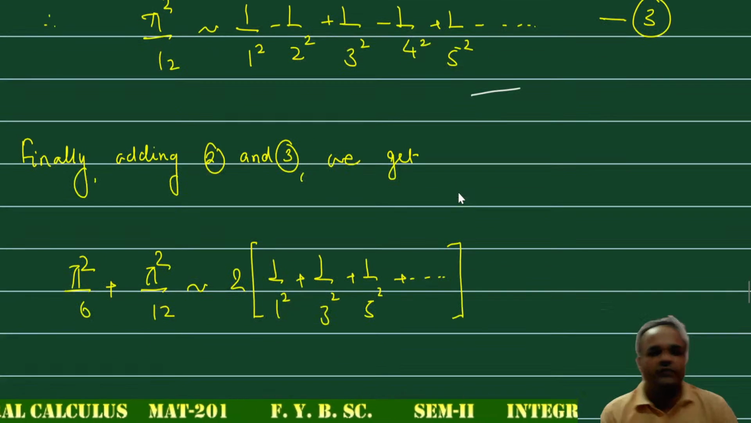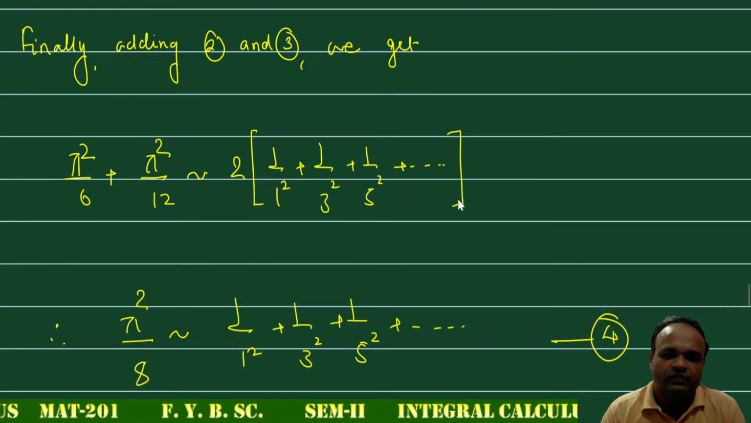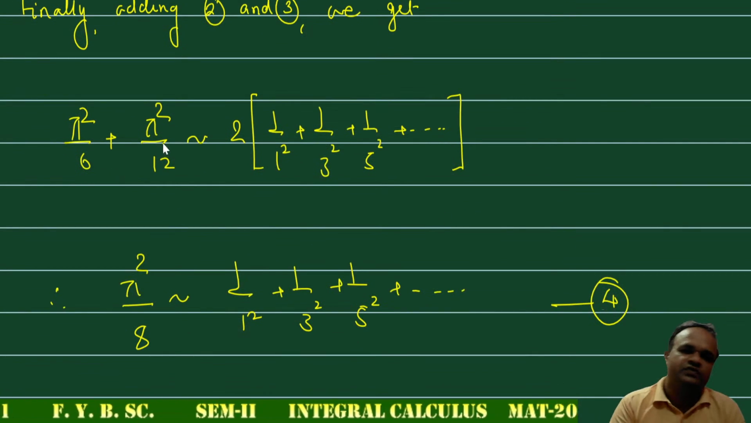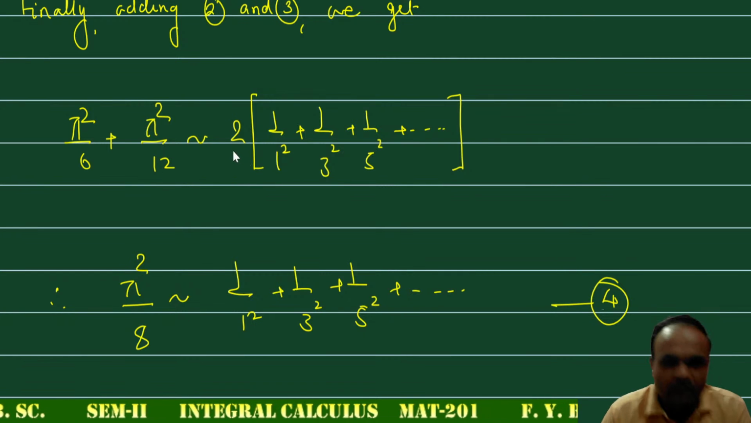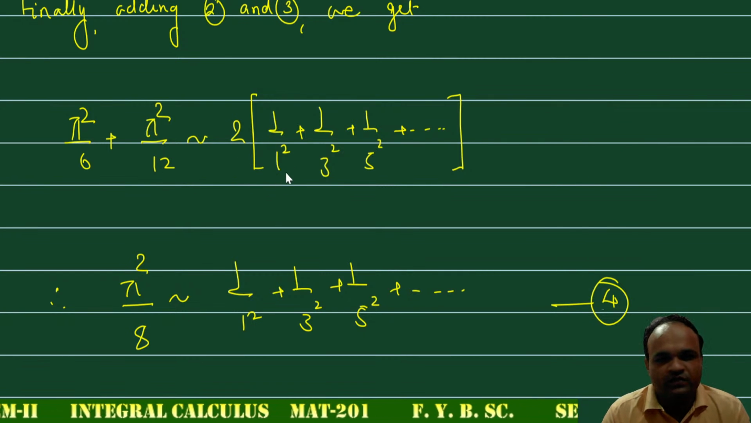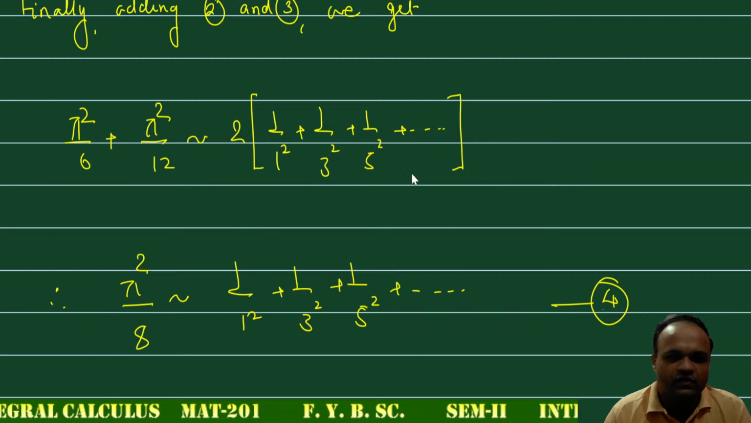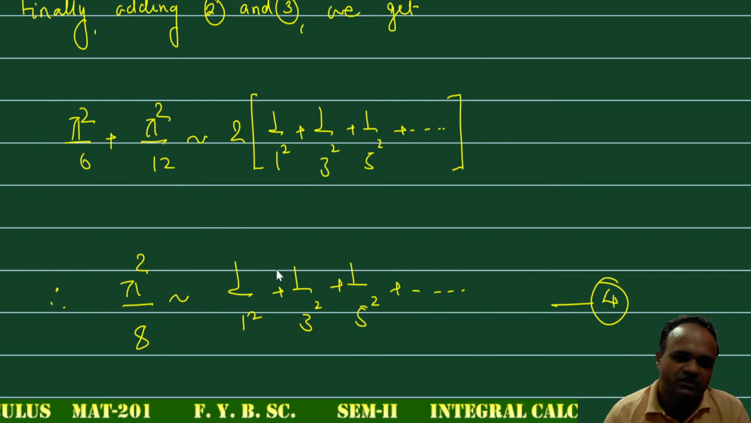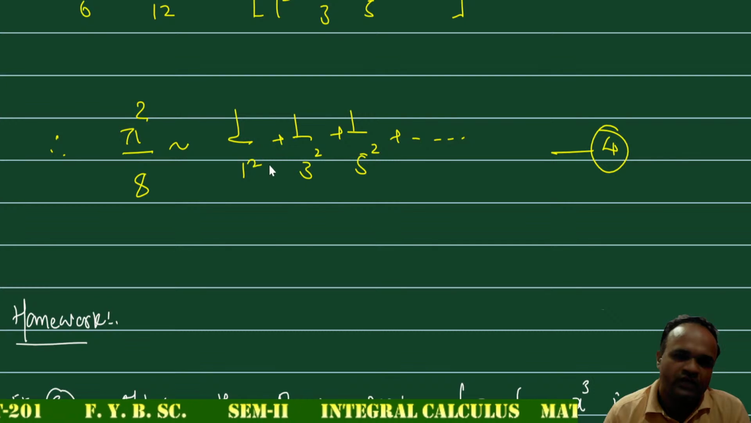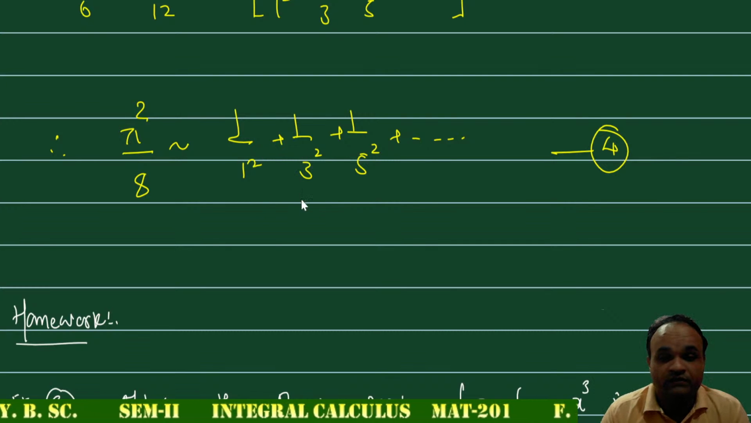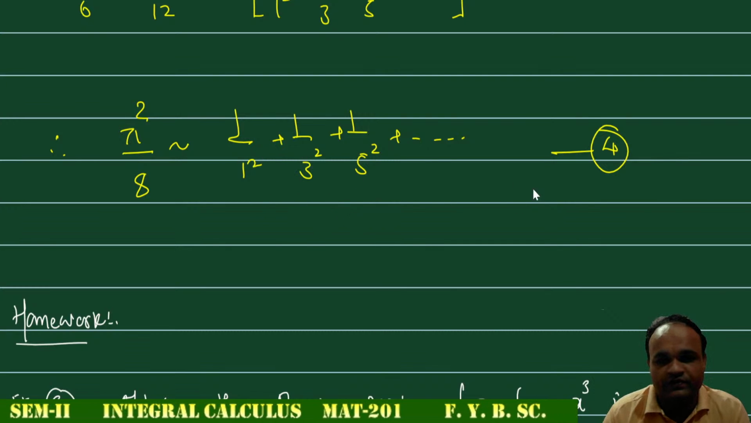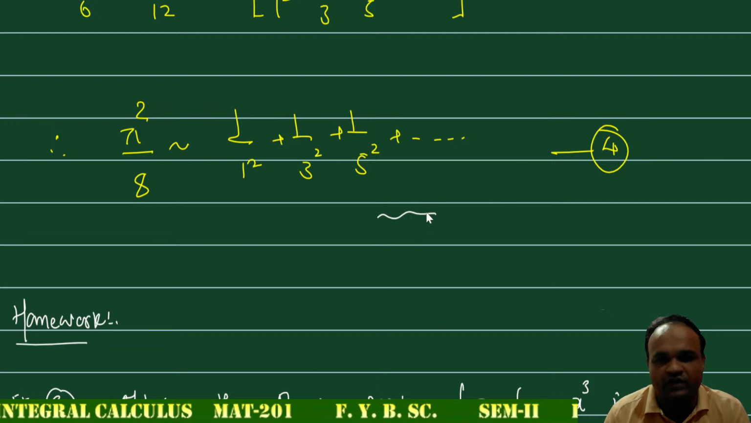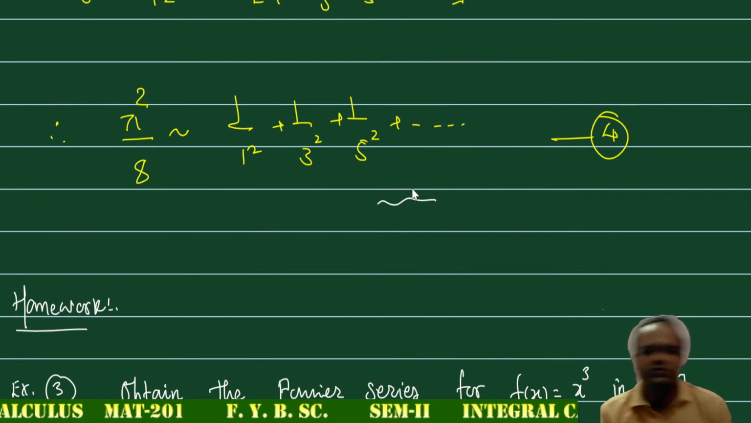Finally, adding 2 and 3, we get pi square upon 6 plus pi square upon 12, which is equal to 2 times 1 upon 1 square plus 1 upon 3 square, and it goes to infinity. After simplification, you will get pi square upon 8, and it is equal to 1 upon 1 square plus 1 upon 3 square plus 1 upon 5 square, and it goes to infinity. That is your required third identity which you have to prove. And this is the solution of this second problem.